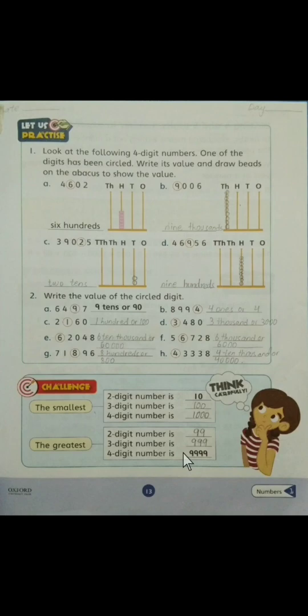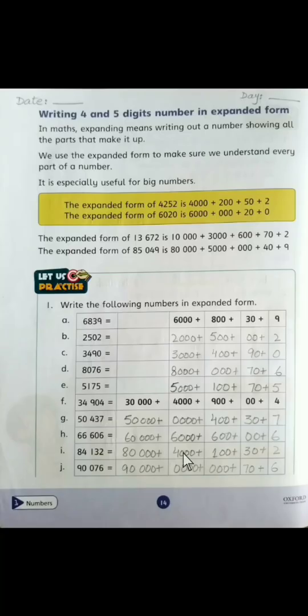Quickly open your book, page number 14. Class, in this lesson we will learn how to write the number in expanded form. So in our maths, expanding means writing out the number showing all the parts, and this expanded form helps us to understand every part of the number, especially for the bigger numbers. Now look, question number 1, exercise 1. Write the following numbers in expanded form. As you see, the first one has been done for you.